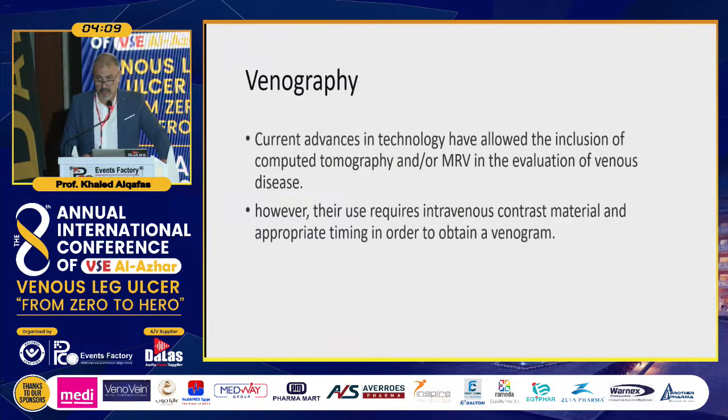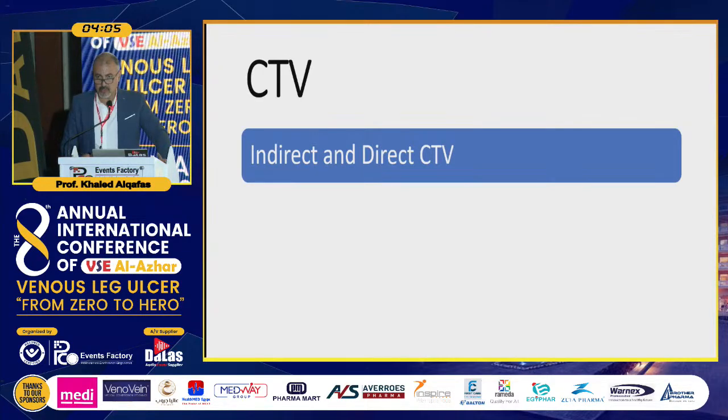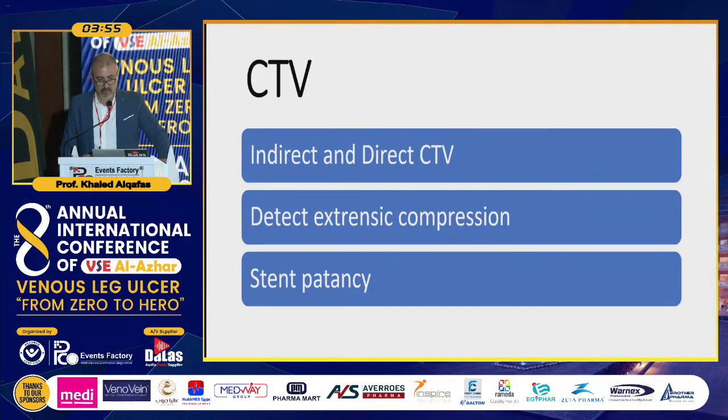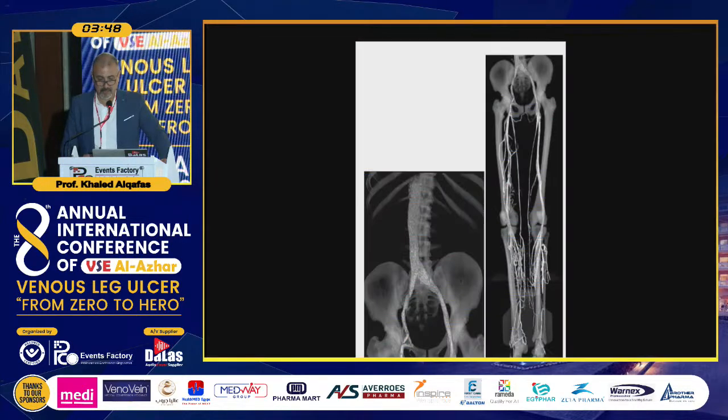Venography. I'm talking about the CT and MR venography. CT venography, we can do it by either indirect, injecting the contrast in the arm vein, or direct by injecting the contrast media in the foot vein. We detect extrinsic compression, we detect stent patency, or also we can detect a concomitant PE in the patients.